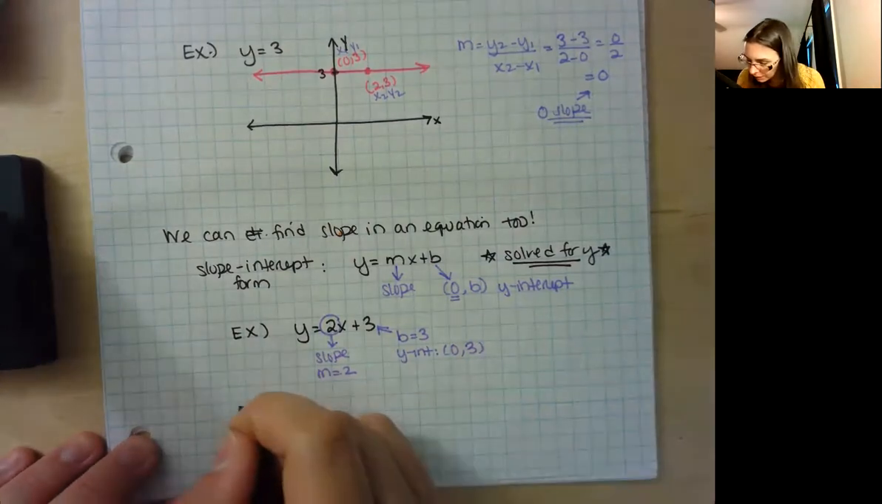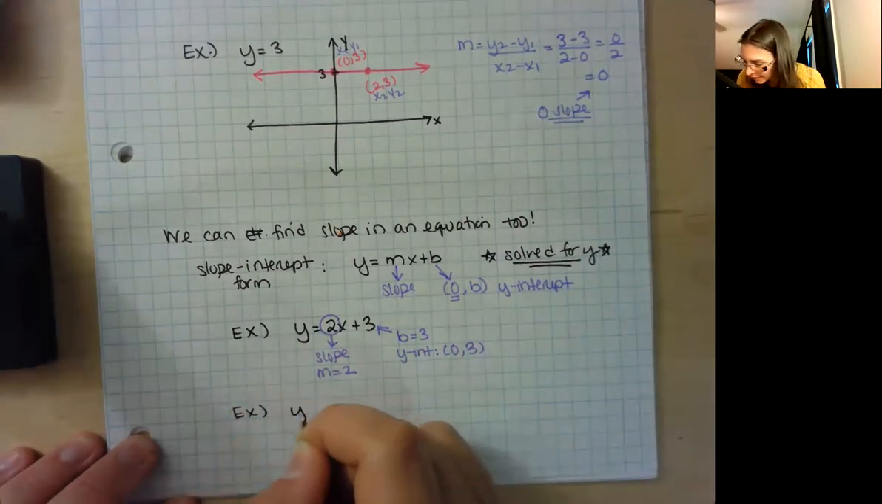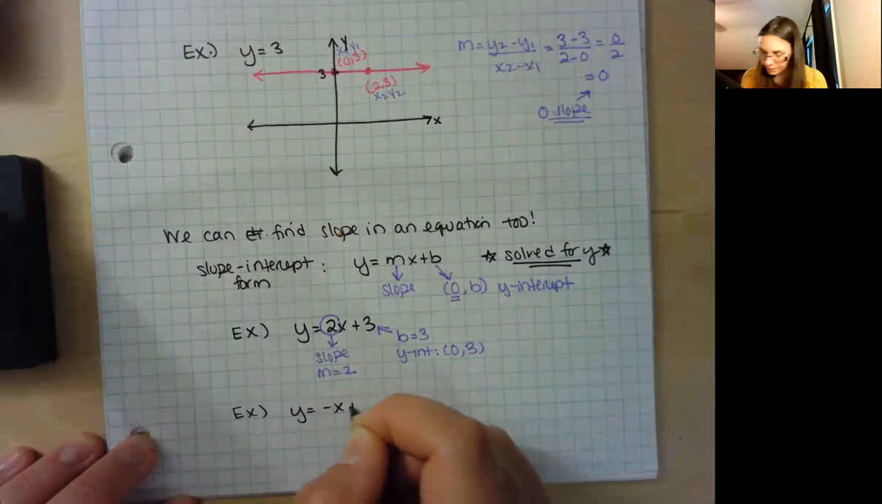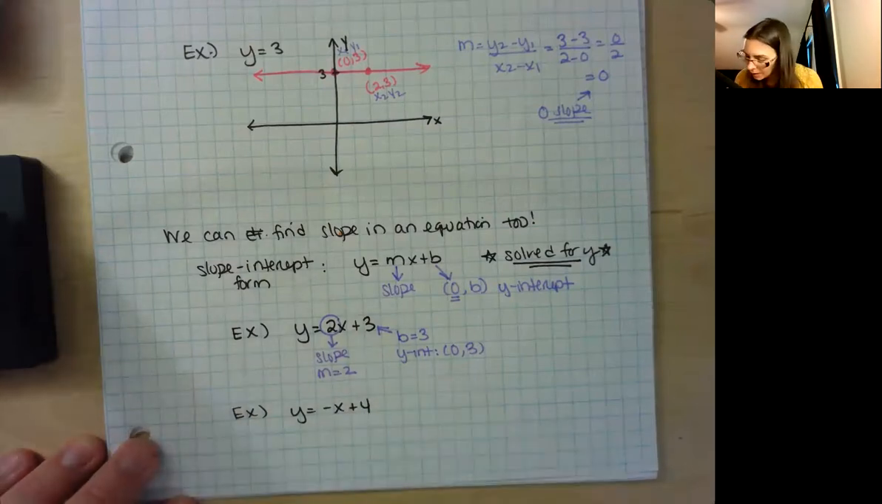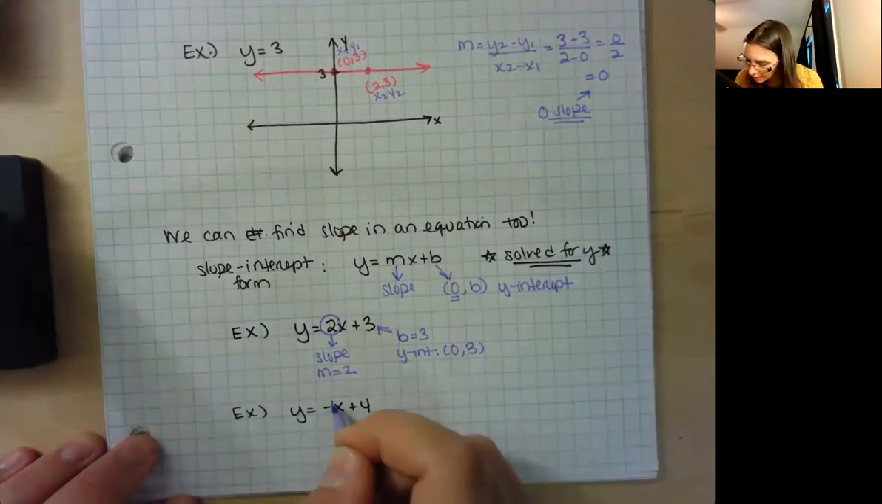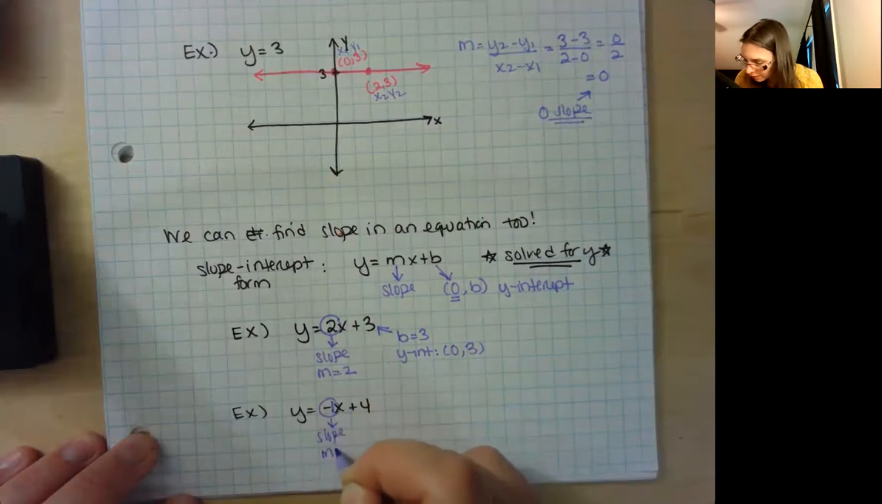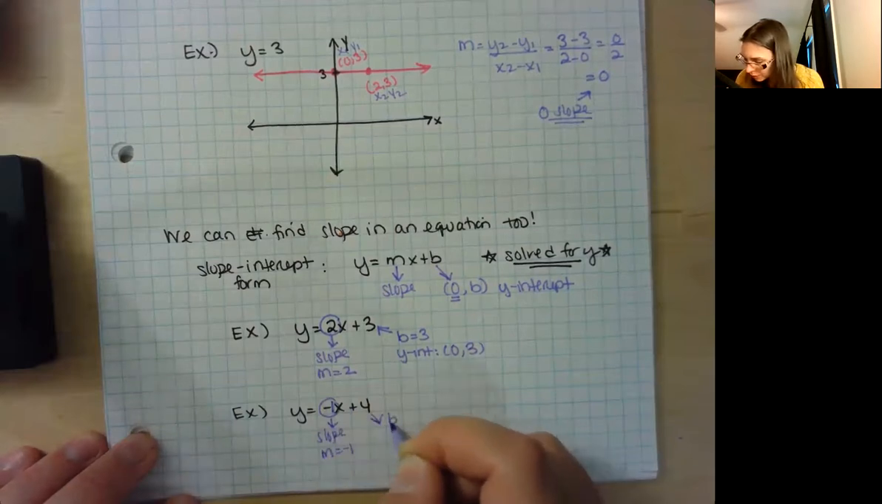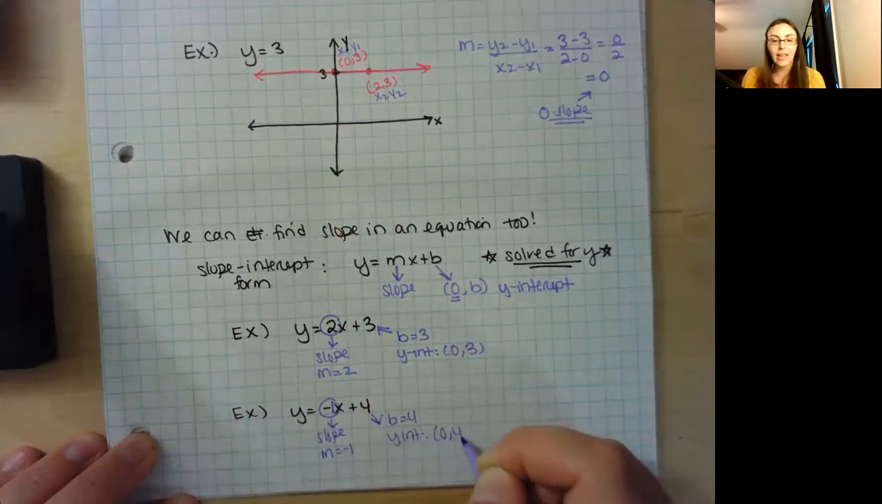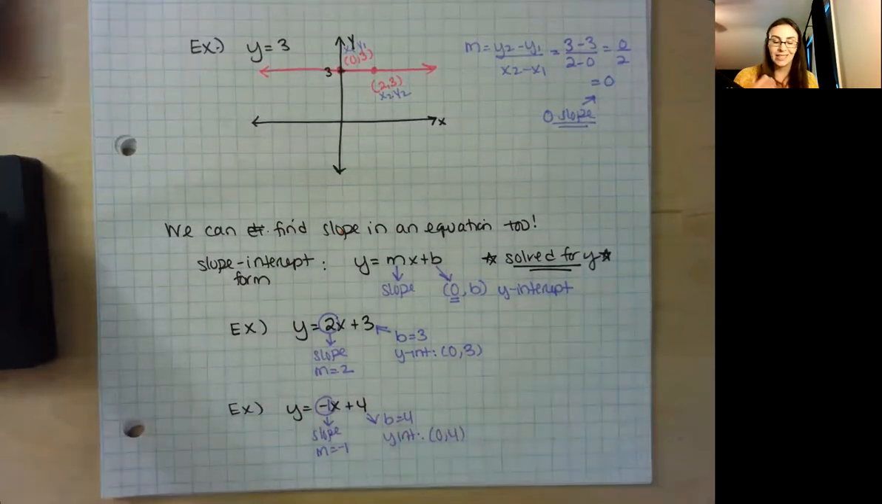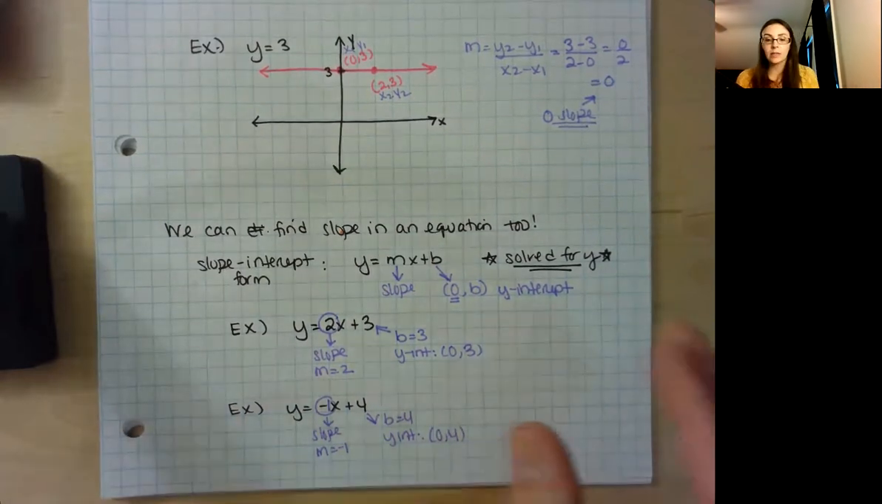Let's do another one. y equals negative x plus 4. Okay. Now, there is no number there, but there is a 1. So your slope is negative 1. Your b is 4. So your y-intercept is (0, 4). So again, I get a lot of information without having to use a ton of difficult formulas.